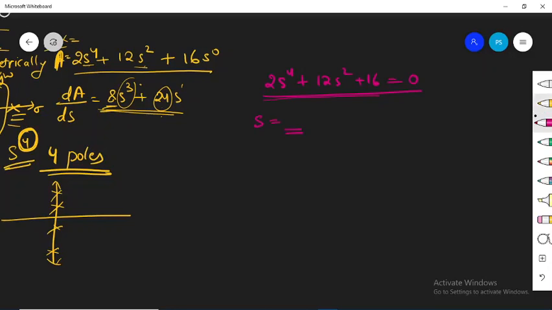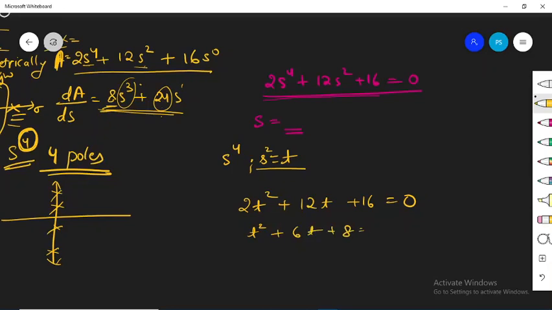One of the methods I can tell you, like this is a fourth power equation. You can write like s to the power 4 है, तो आप ऐसा कर सकते हैं कि let s square equal to t, substitute something like this, s square equal to t, then this will become 2t square plus 12t plus 16 equal to 0. Now you can easily solve this equation. ये हो जाएगा आपका t square plus 6t plus 8 equal to 0.